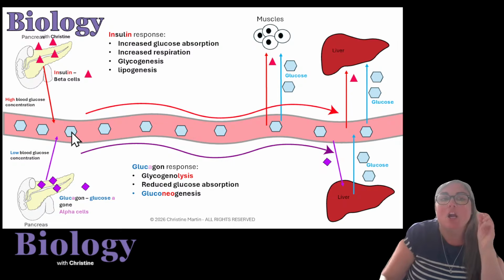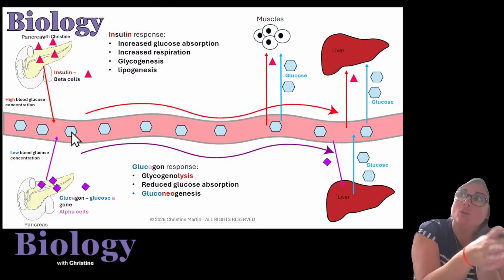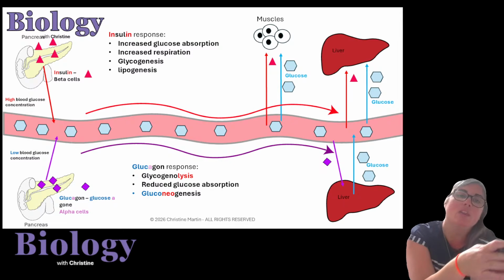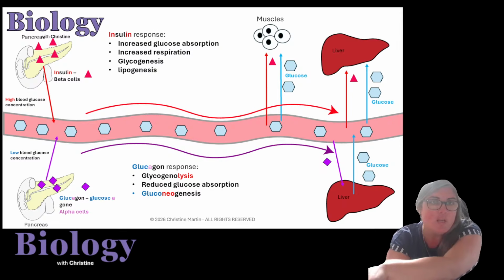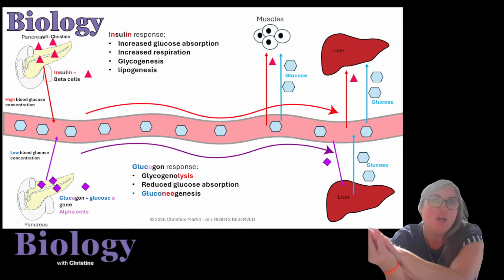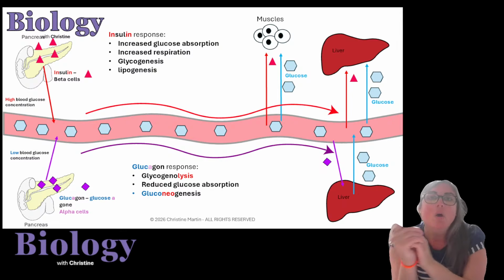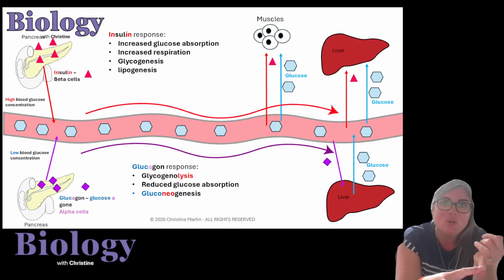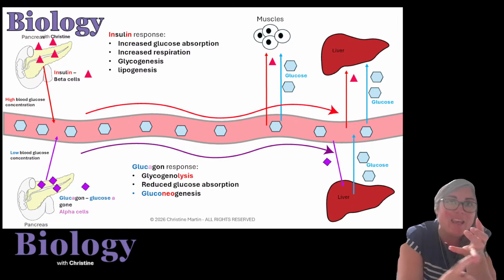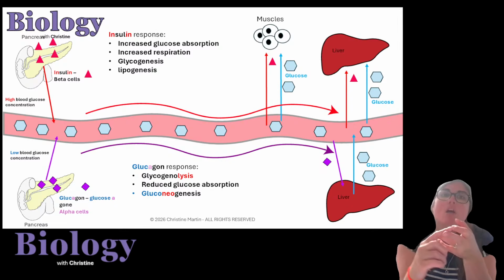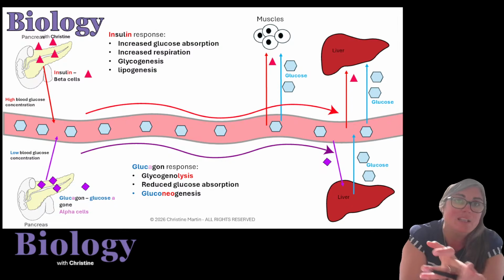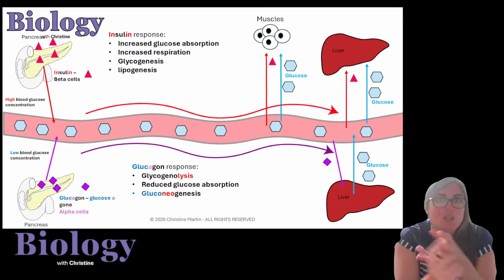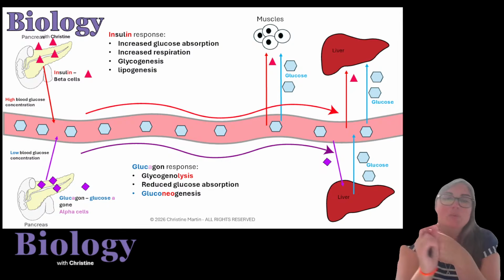Obviously, they are hormones which are secreted from glands. They are then going to be transported in the bloodstream to the target cells that they are going to work on. And what's going to happen if it's insulin? We're going to increase glucose absorption. We're going to increase respiration. We're going to have glycogenesis, so therefore we're producing glycogen. We're going to have lipogenesis. We're going to produce lipids.